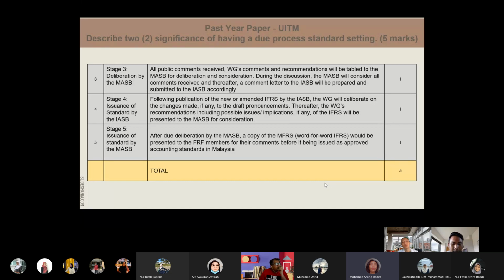And the last point is issuance of standard by the MASB. After due deliberation by the MASB, a copy of the MFRS would be presented to the FRF members for their comment before it is issued as an approved accounting standard in Malaysia.